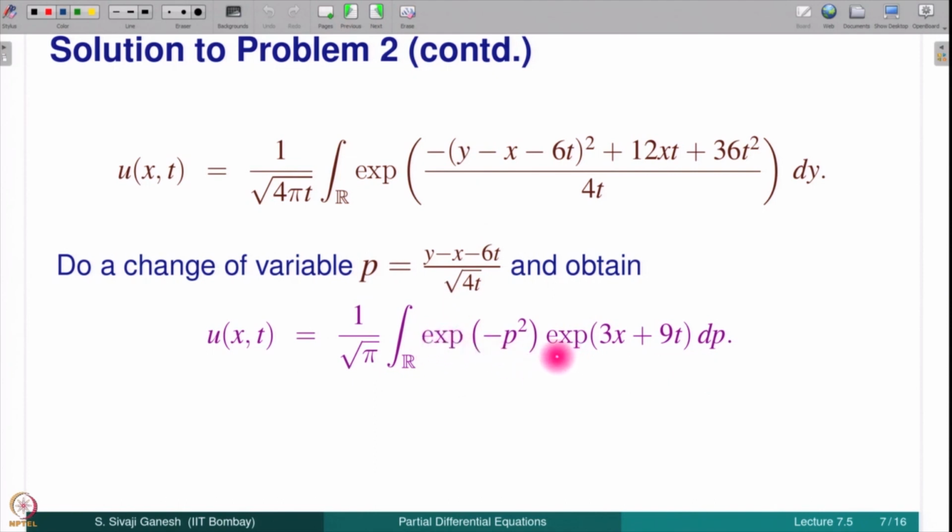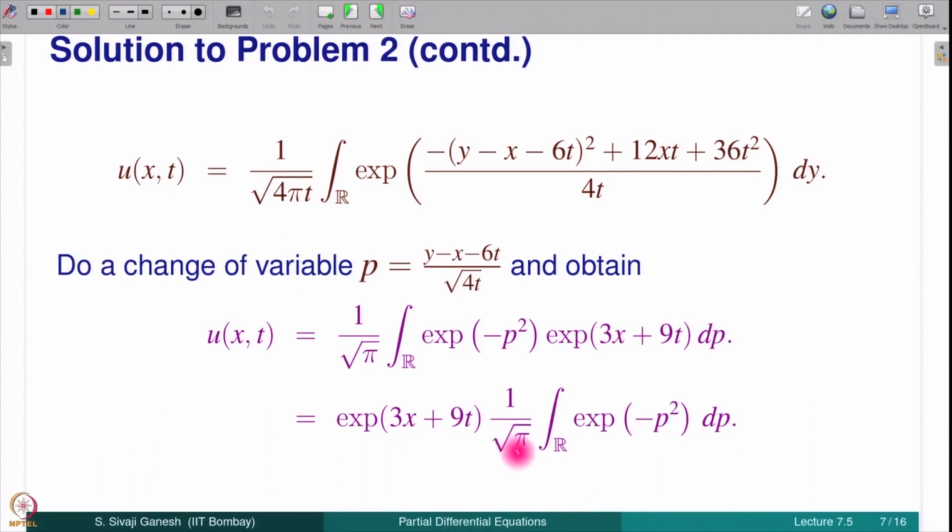Now, if you see, exponential of 3x plus 9t does not depend on p. So, it just comes outside, and what we have is 1 by root pi into integral over R of e power minus p square dp. We just found out this is root pi. So, root pi by root pi, that is 1. So, what you have is exponential of 3x plus 9t. So, we are very lucky that we could actually compute the integral.